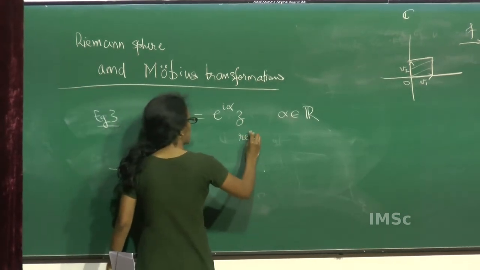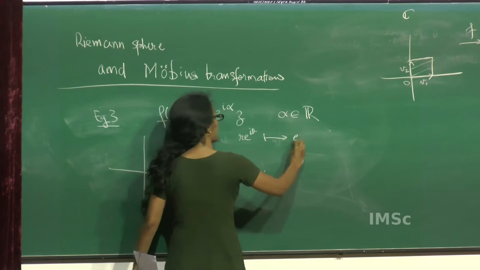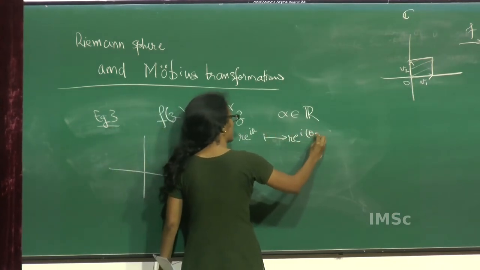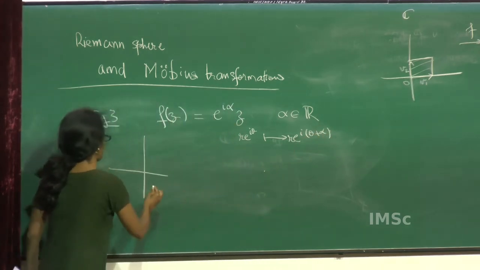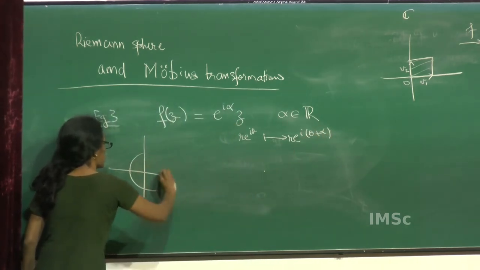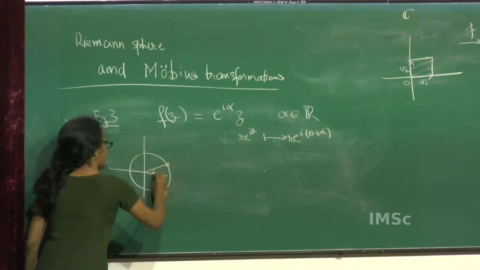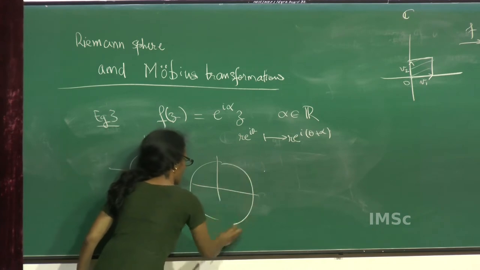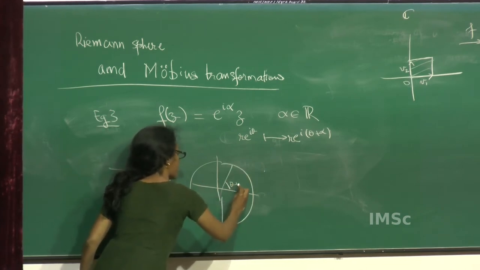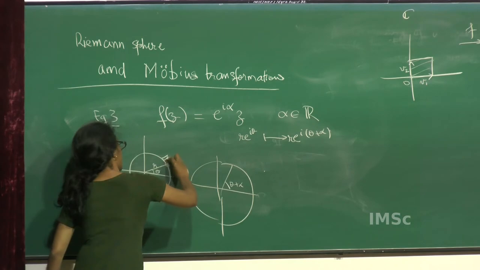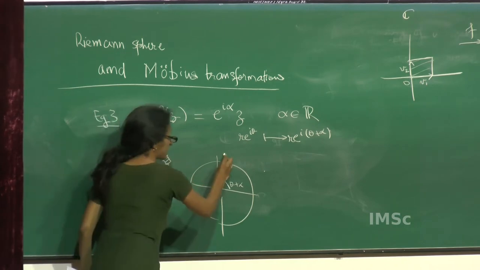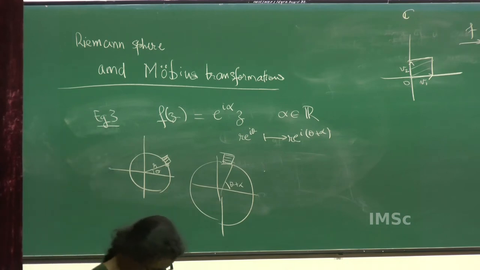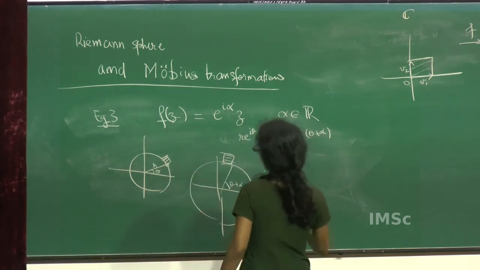If you think in polar coordinates, r e to the i theta is mapped to r e to the i theta plus alpha. So a point at angle theta is mapped to a point at angle theta plus alpha. And a square over here is just rotated, and it continues to be a square. So that's a rotation.